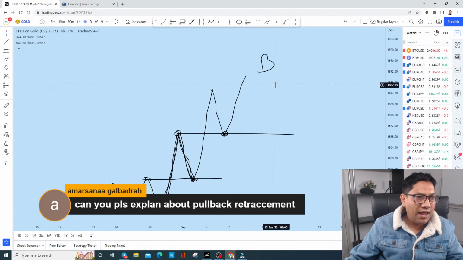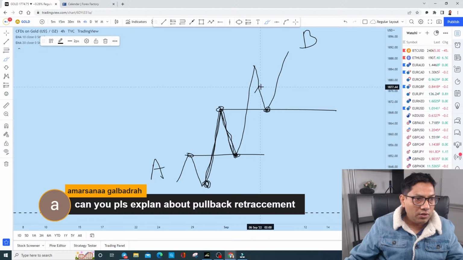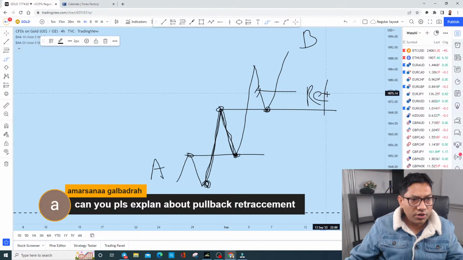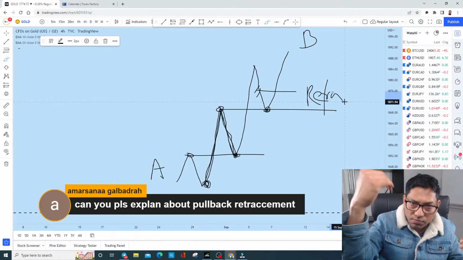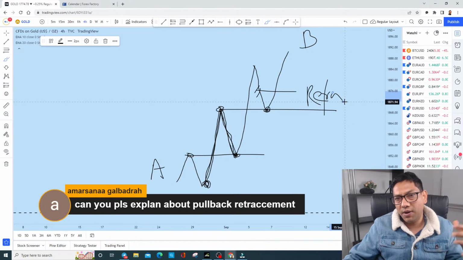And this lag is called a retracement or a pullback. That means impulse, pullback, that's how the market moves. Hopefully that it's clear to you now.